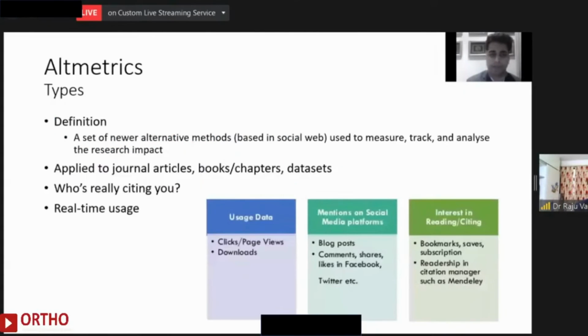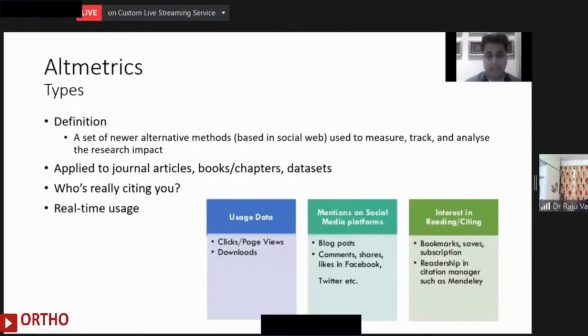And then came what we now use, what is called Altmetrics. Altmetrics, by definition, really is a set of newer alternative methods which are based on social media or the web to track, measure, and analyze the research impact of articles, of authors, and of journals.